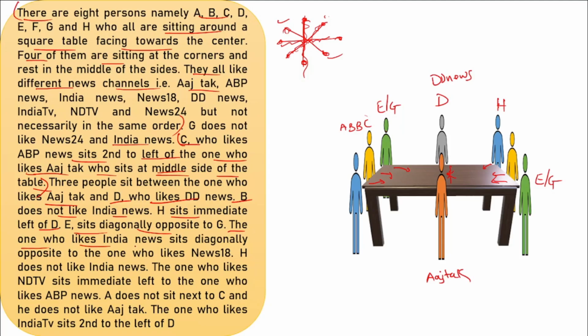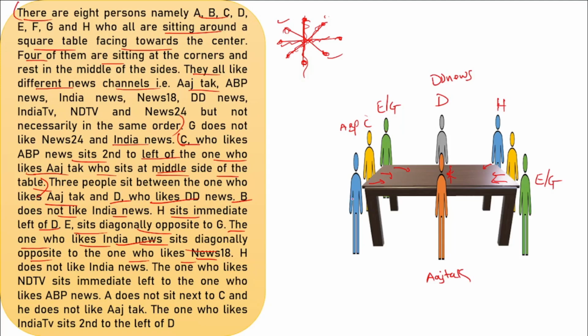Now the one who likes India News sits diagonally opposite to the one who likes News 18. India News, News 18. Just try to find out: Aaj Tak, DD News. Is it possible? No, not possible. ABP News, C. Is it possible? No. The yellow guy is also not possible. I want a diagonal position. As we did earlier for E and G, we are going to do the same for the persons with News 18 and India News. Okay. So News 18, India News. These are the only 2 places we are left with. H. Okay. So these are the 2 places.